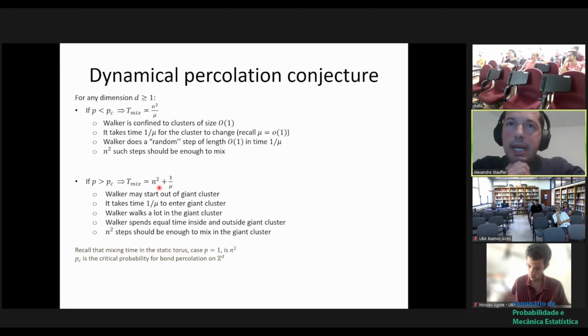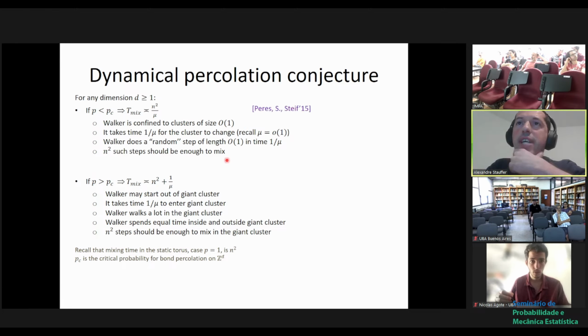So those are the conjectures. Let me just say that the first conjecture is a theorem. It was proved by myself, Yuval Peres, and Jeff Steif in the old days, where I proved that n square over mu is an upper and lower bound that differ just by a multiplicative constant that does not depend on n and does not depend on mu. That's what we proved. The second conjecture is almost a theorem.